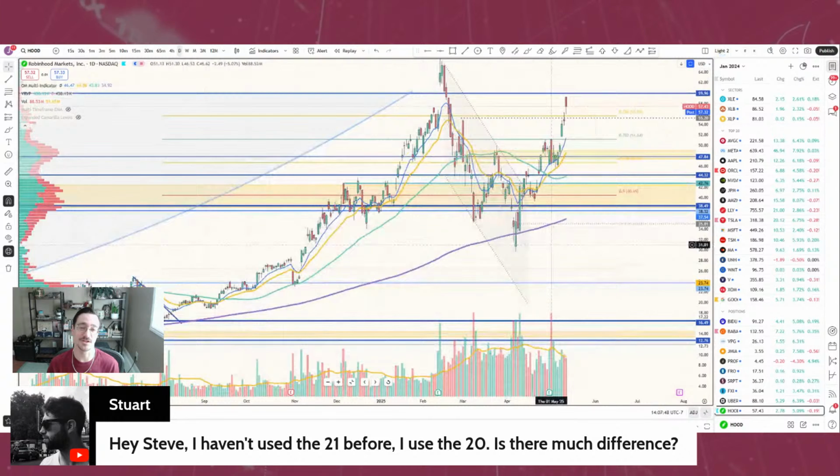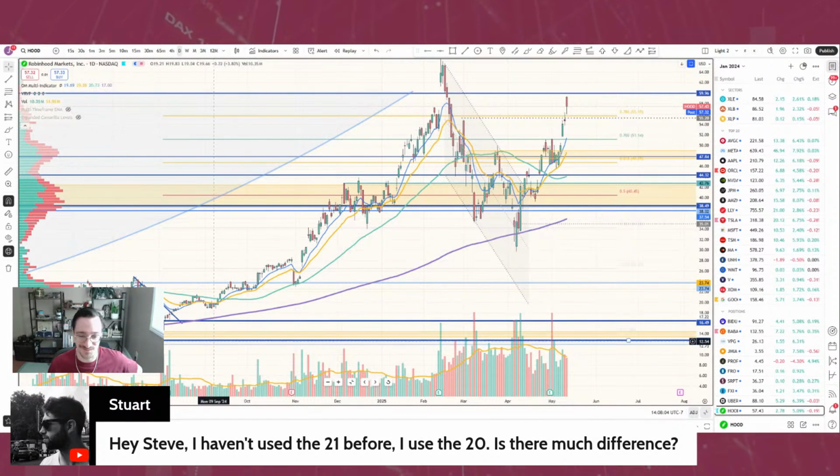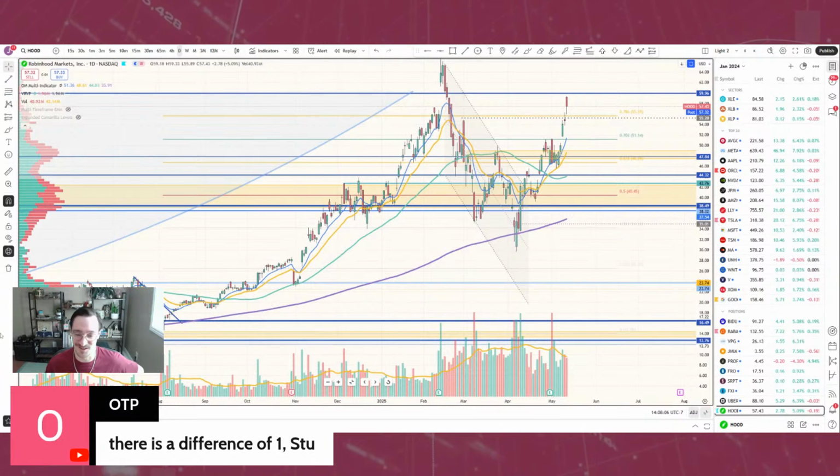So that's where you can really see that if you're patient, these long-term ones represent really sturdy levels of buying and really, really robust cohorts of the market where they're bulls. They're long-term bulls. They get in when it's cheap and they keep riding it. So yeah, as OTP says, there is a difference of one, Stu.